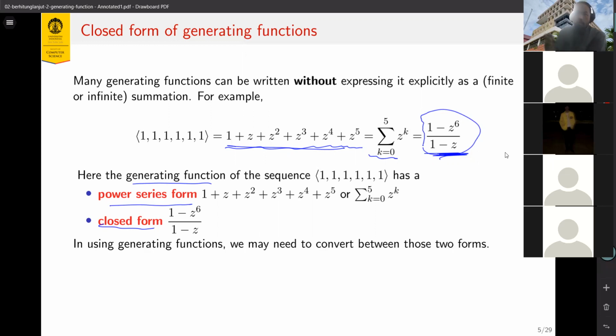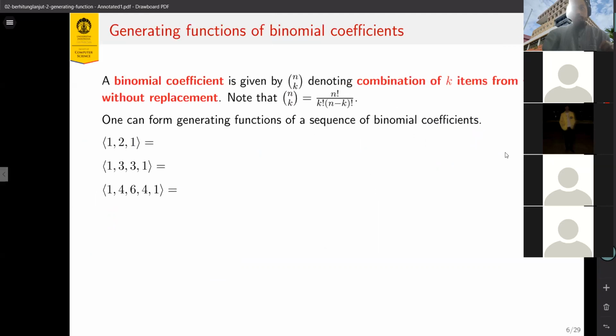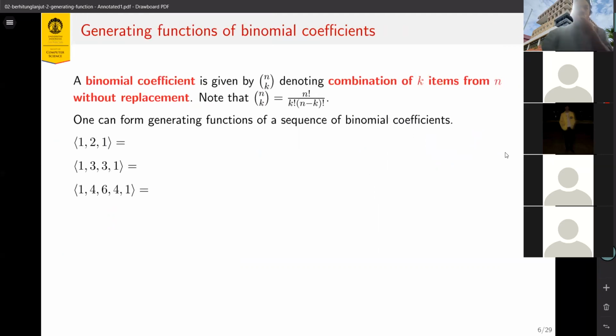Now, the key thing here is that when you use generating functions, we may need to convert between these two forms. So that means, when we work with them, sometimes we want to convert from the power series form into a closed form and the other way around. Therefore we need to know how to do it, right? So let's take a look at a few examples.